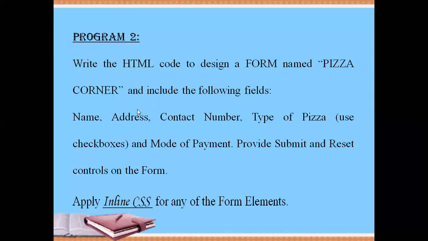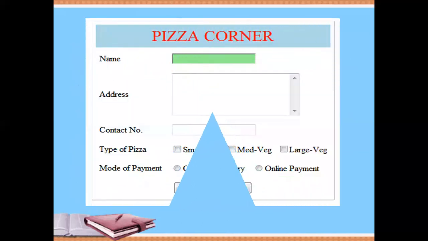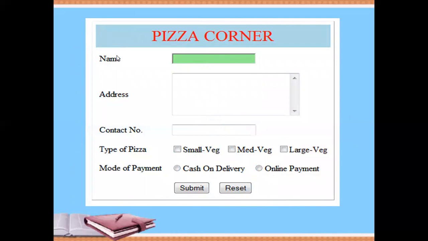Again I'll be creating a table. Let's see the output. I'll be creating a table with field names on one side and all the controls aligned on the other side. So there will be a table heading with blue background and red font in big text size in the center. Pizza corner is the heading you are told to display on the form.